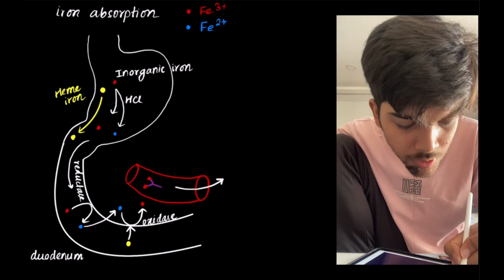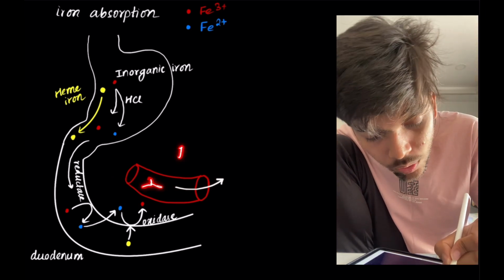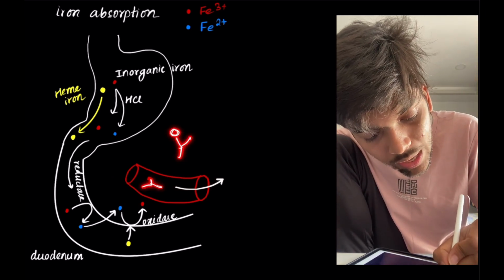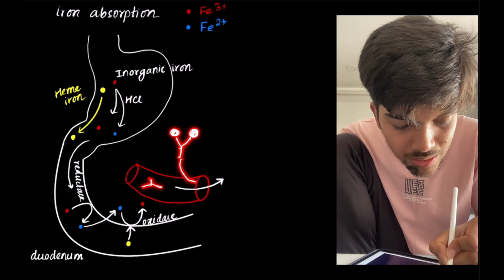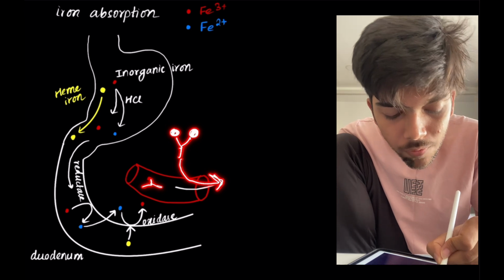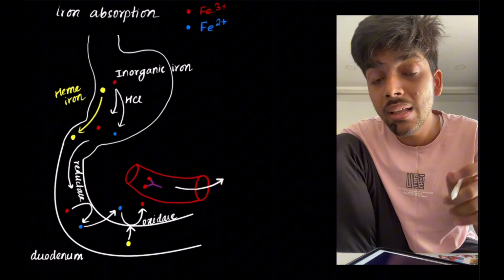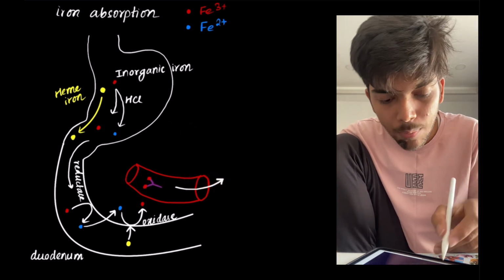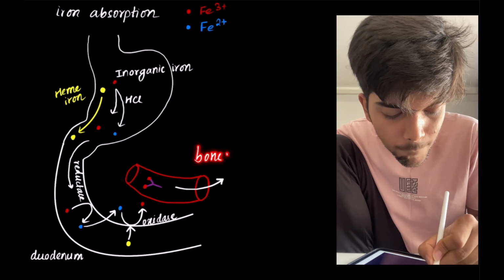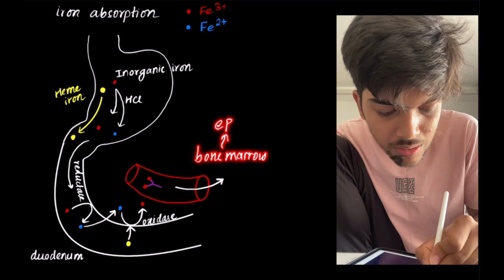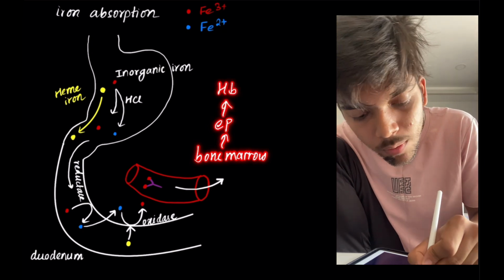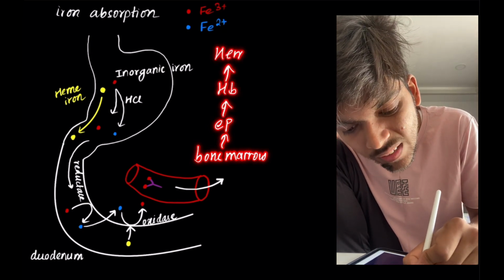Inside the blood you have something called transferrin. To this transferrin, two ferric ions can combine at one time, and then transferrin transports the ferric ion to different parts of the body where it is used, for example, in the bone marrow for the process of erythropoiesis, for the formation of hemoglobin, for the formation of heme.